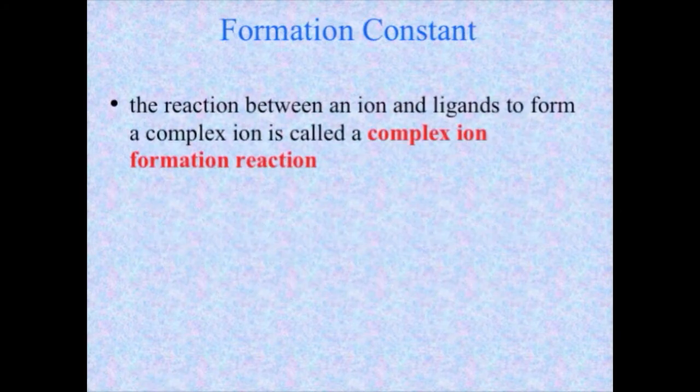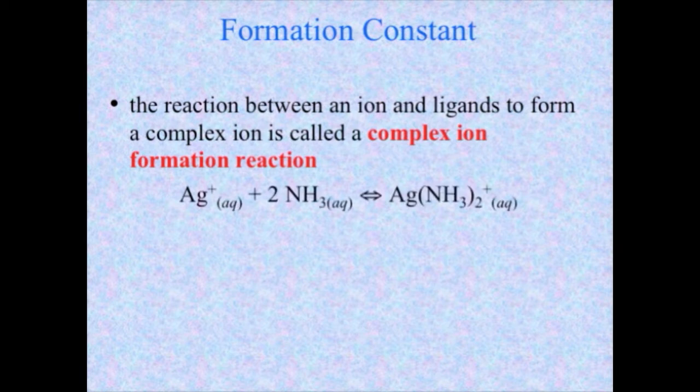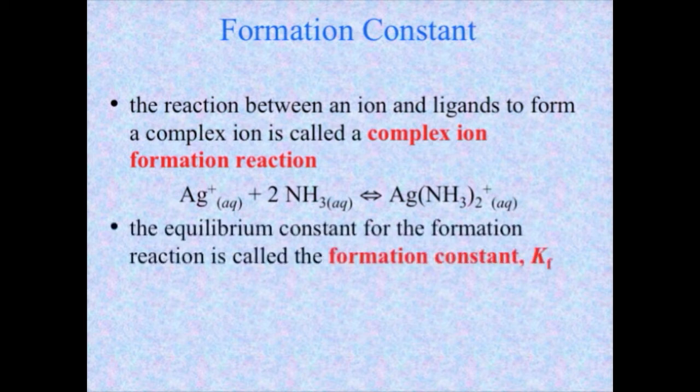Now let's talk about the formation constant. The reaction between an ion and ligands to form a complex ion is called a complex ion formation reaction. So when we have silver reacting with ammonia to form the silver ammoniacal complex ion, the equilibrium constant for the formation of this reaction is called the formation constant, or Kf. And if you notice, this is precisely the reverse of what we've been doing with dissociation constants. Here we have two species coming together to form a complex ion, rather than dissociating into separate ions.